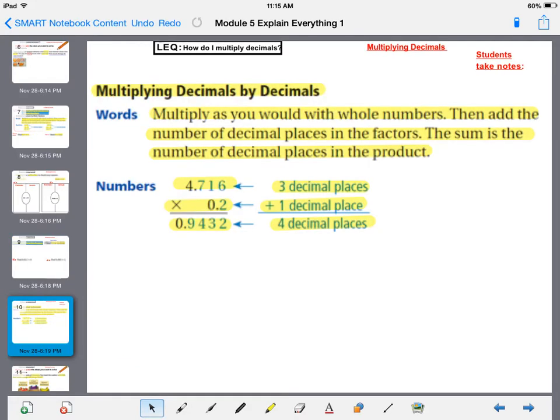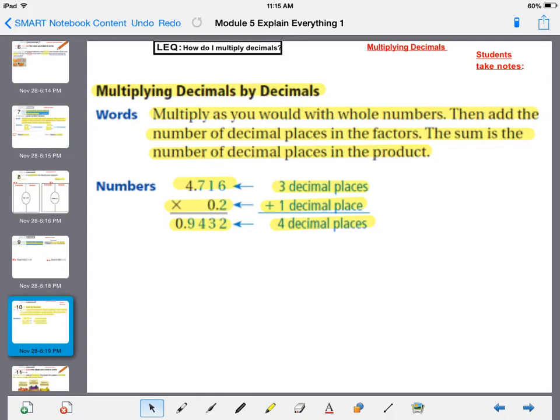Now, what happens when we multiply decimals by decimals? And this is pretty simple, and it becomes a lot of fun because when you're multiplying a decimal by a decimal, not much changes in that you still multiply as you would with whole numbers. The only difference now is you would add up and you would sum the total number of decimal places.